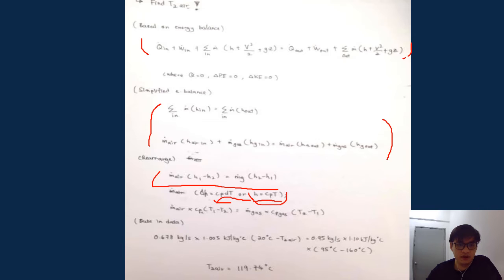After filling in all the data given in the equation, we obtain that the outlet temperature of air is equal to 119.74 degrees Celsius, which is close to the answer provided in the question, which is 120 degrees Celsius, if you round it off to the whole number.